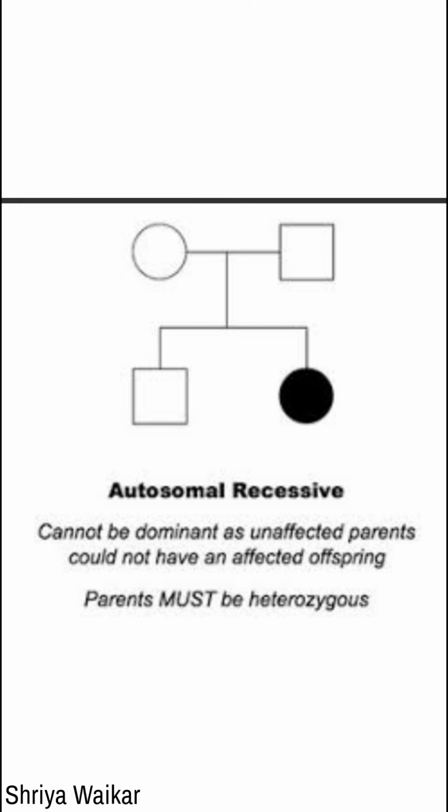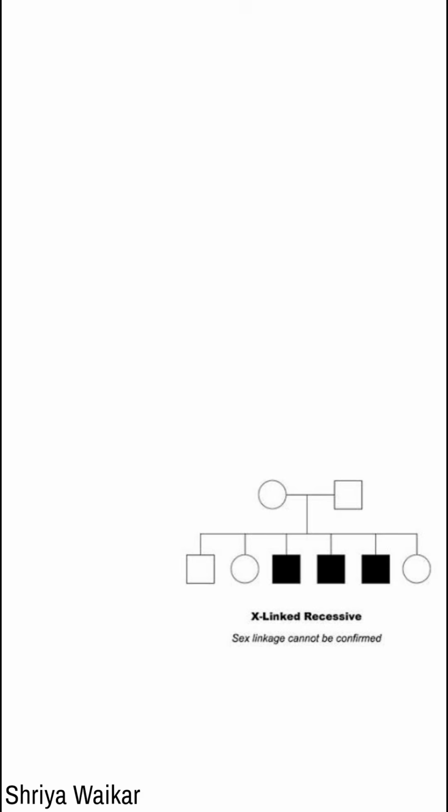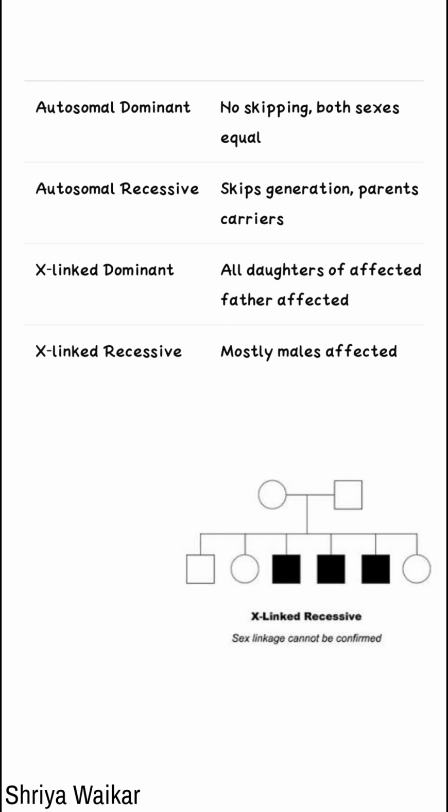Whereas if we see autosomal recessive, the trait skips a generation. That means one generation will not have the disease, whereas the parents are normal and they can have affected children. In X-linked recessive, mostly males are affected and the carriers are mothers, and they will pass it to the son, meaning the mother's disease will pass to the son and the son will be affected. That is X-linked recessive. So this is the difference between autosomal dominant, X-linked dominant, autosomal recessive, and X-linked recessive.